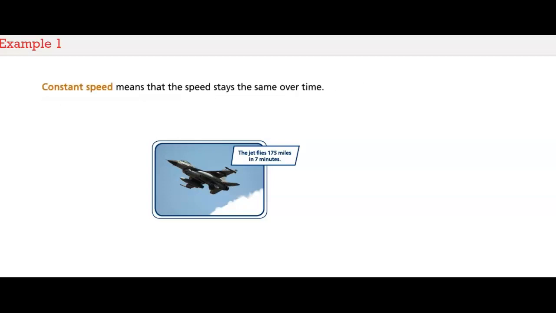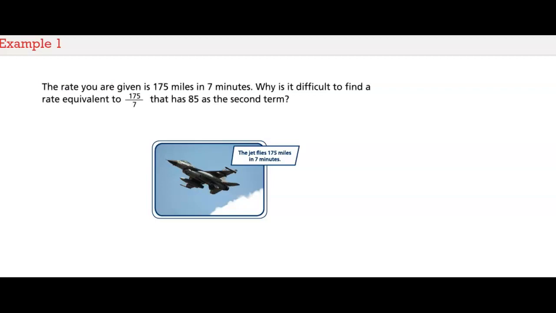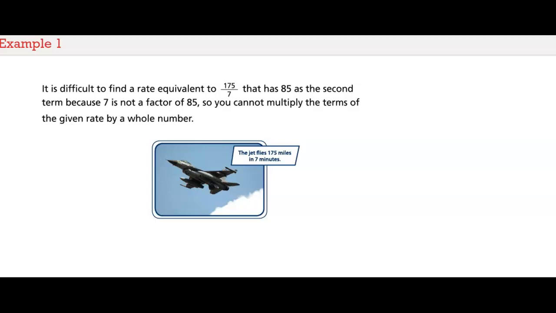Constant speed means that the speed stays the same over time. The rate you are given is 175 miles in 7 minutes. Why is it difficult to find a rate equivalent to 175 over 7 that has 85 as the second term? It is difficult because 7 is not a factor of 85. So you cannot multiply the terms of the given rate by a whole number.